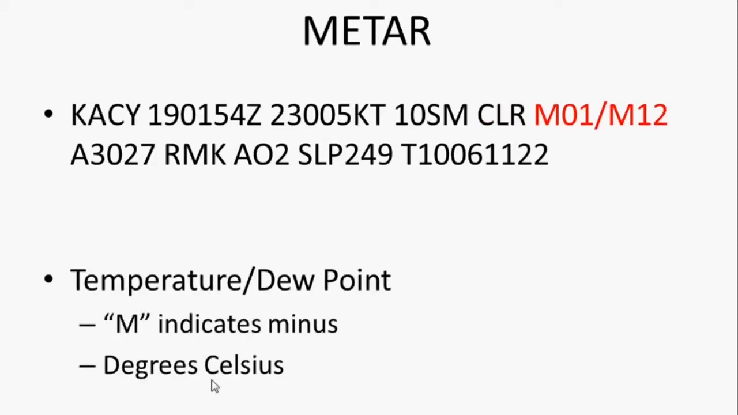Next information is the temperature dew point spread, and this indicates the temperature on the left of the slash and the dew point on the right of the slash, both in degrees Celsius. Now, if there's a capital M preceding the digits, it indicates that that value is a minus value. So in this example, our temperature is minus 1 degree Celsius, and our dew point is minus 12 degrees Celsius.